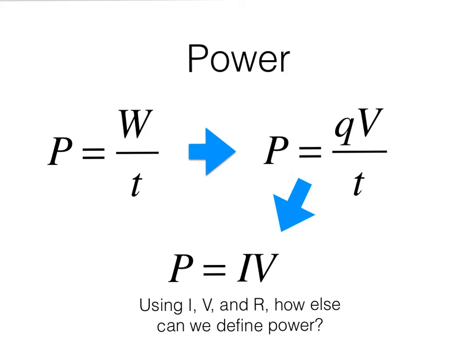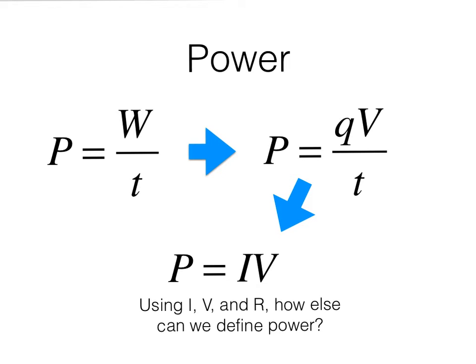Now, you would notice here that Q over T, of course, is current. And so if we take Q over T and turn it into current, we get our final equation right here, which is P equals IV. Now, you need to recognize that this is the equation that will be given to you on most exams. You will not be given either of these two up above, but of course they can be used if you can do the derivation so that it works.